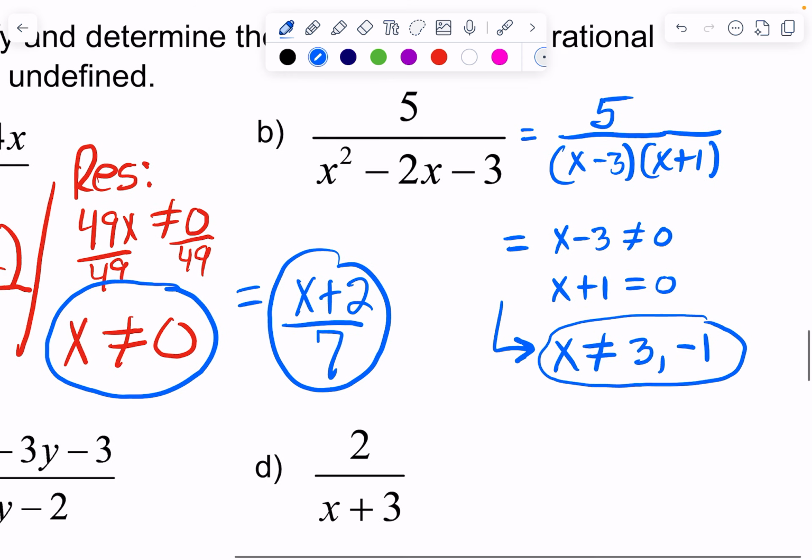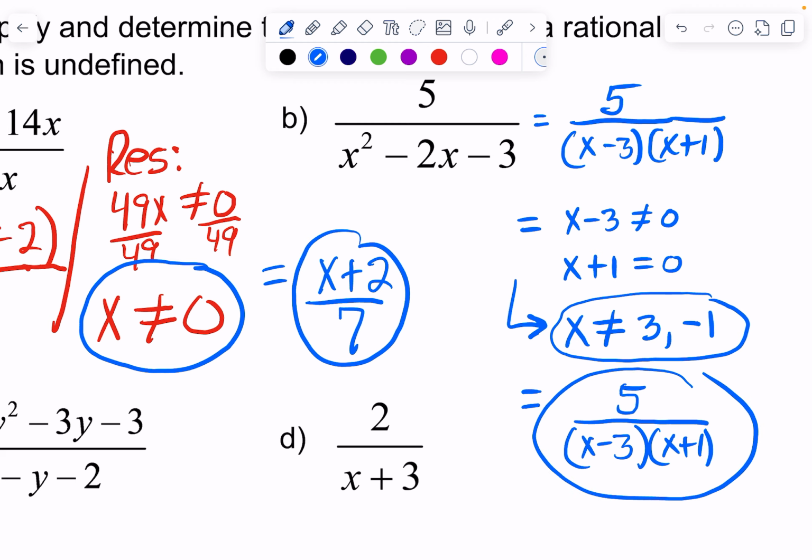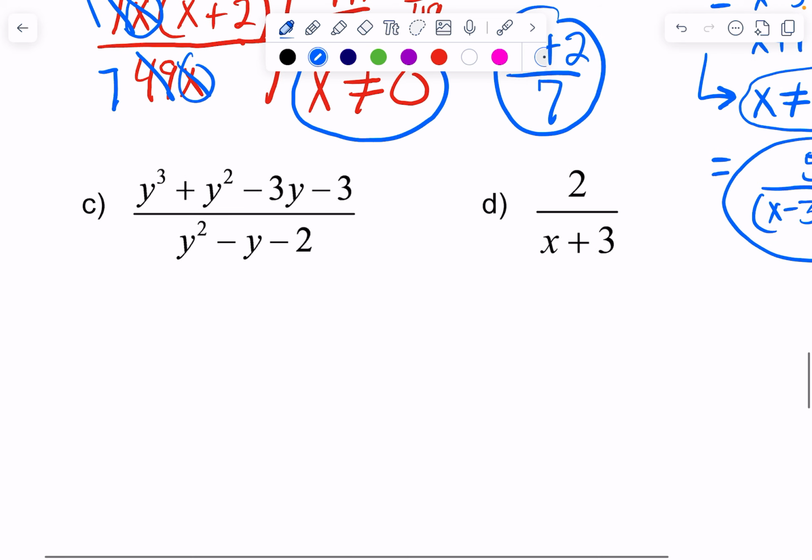And now step 3, I simplify, but there's nothing to simplify here, so my final simplified answer is simply 5 over x minus 3 times x plus 1. Done.